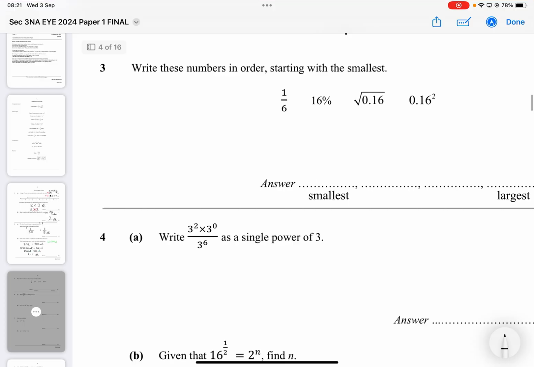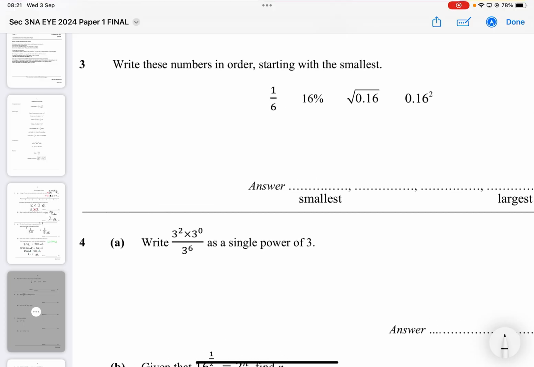Write these numbers in order starting with the smallest. When they are in different forms, it is difficult to compare. So I will go and type inside calculator 1 over 6. Change everything to decimal. Then 1 over 6 is 0.1 repeated 6, or 0.1666666 lah. 16% is 0.16, and it stopped at 0.16. It doesn't have anything behind, so it is 0.160 already. Okay, so just these two. This one is bigger than this one because it has all the 6 behind.